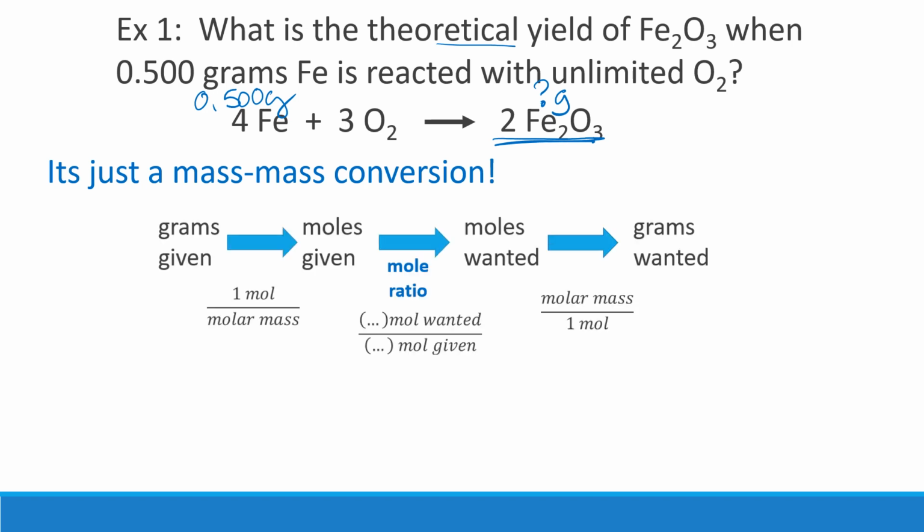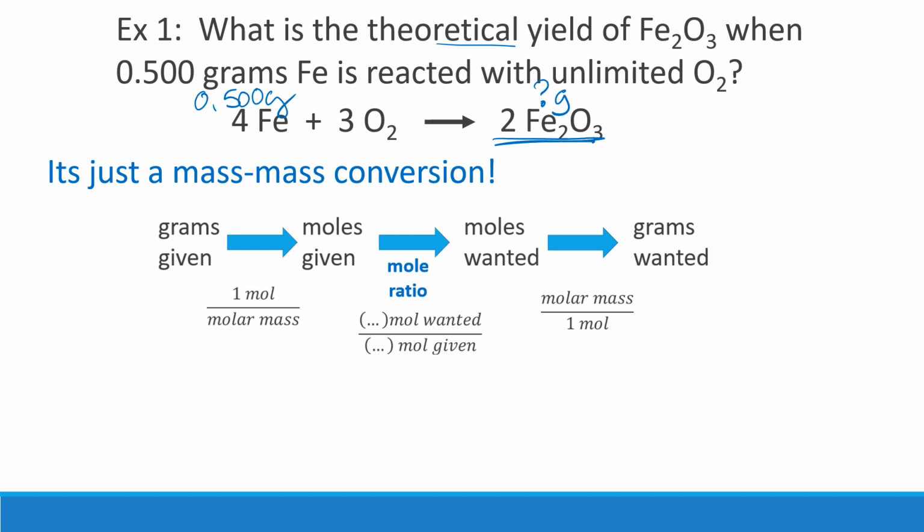So we can use our map, start with grams of Fe, and turn that into grams of Fe2O3. And we have calculated a theoretical yield. As simple as that. Right? It's just a new way of labeling, of asking that question, how much product should form. So take a pause here and see if you can do this calculation.